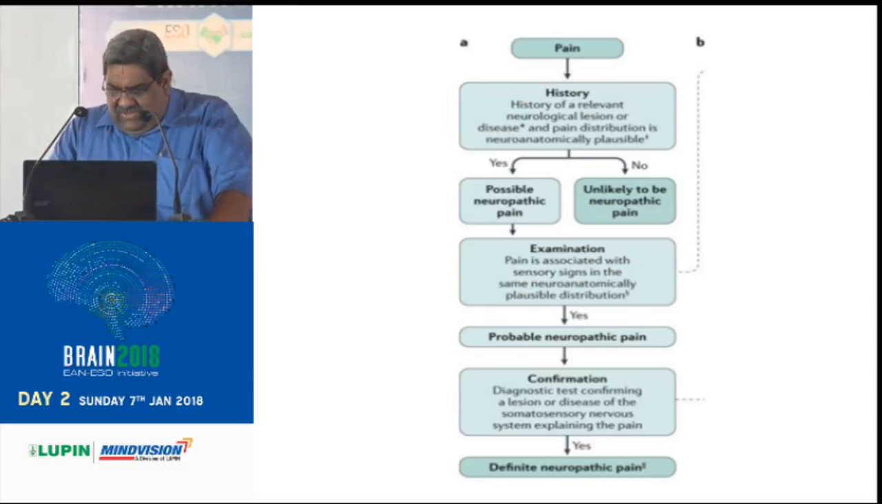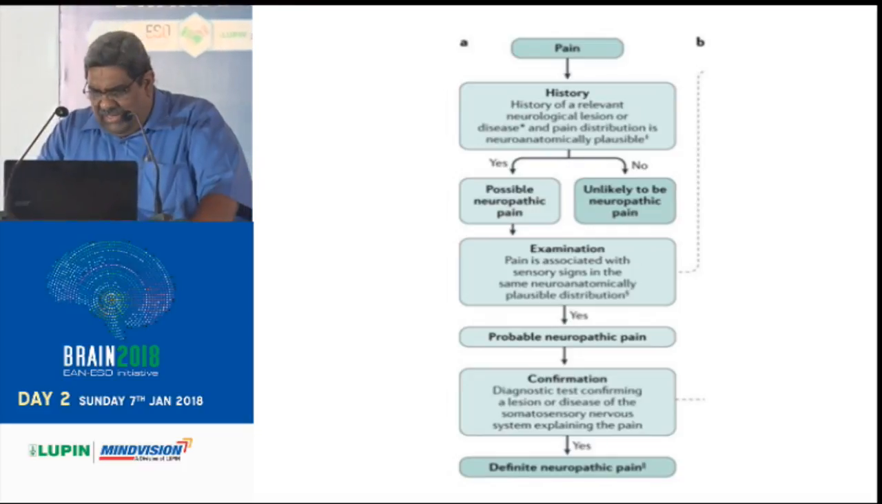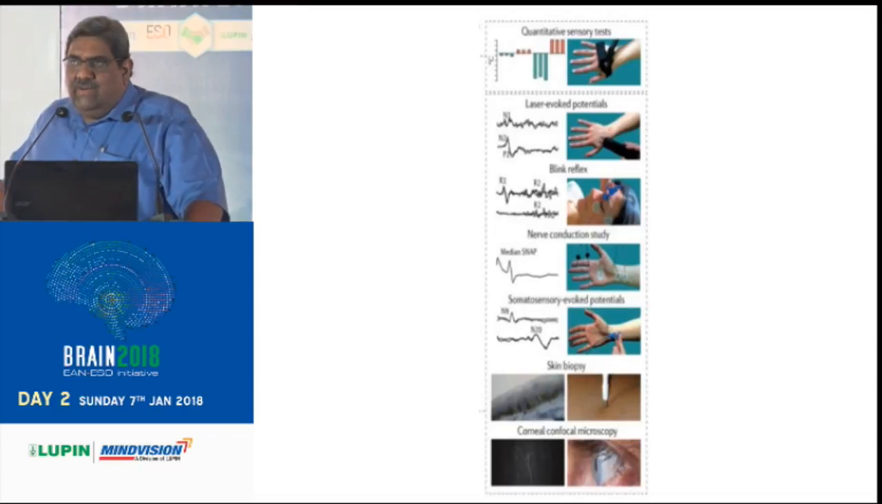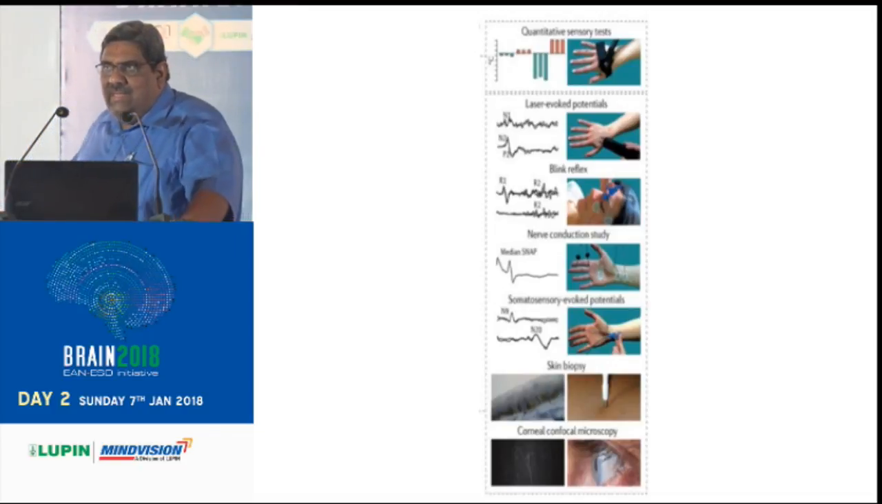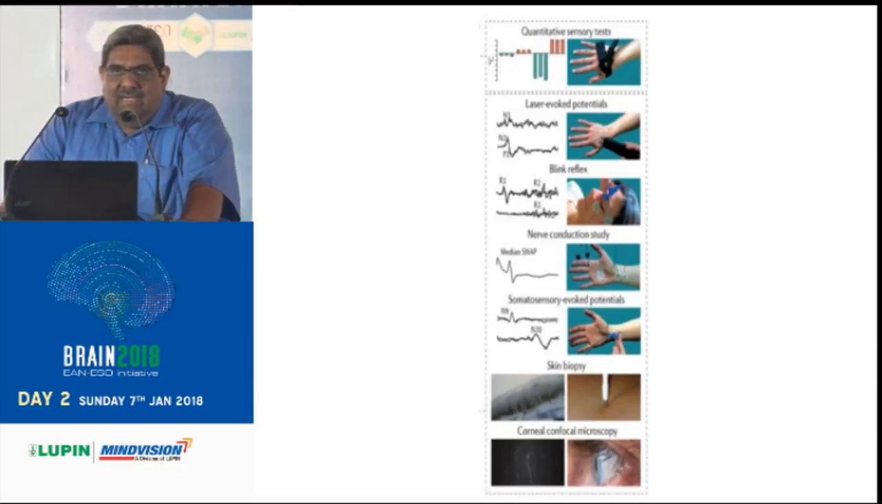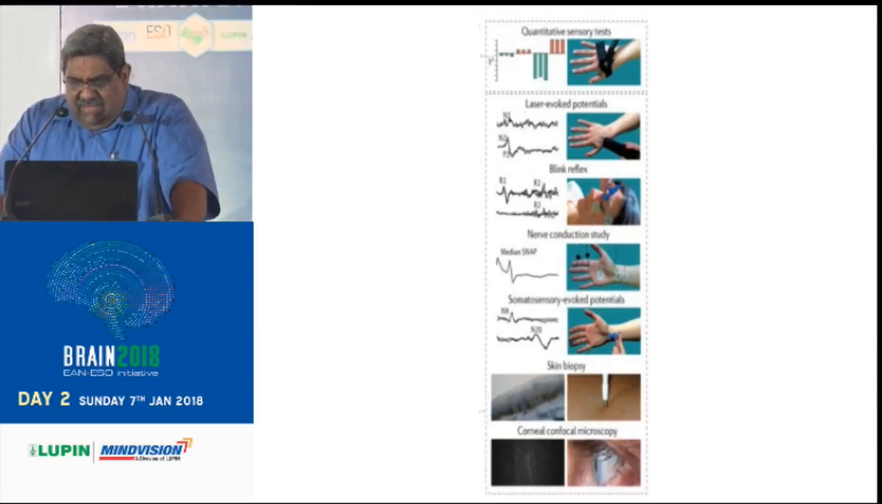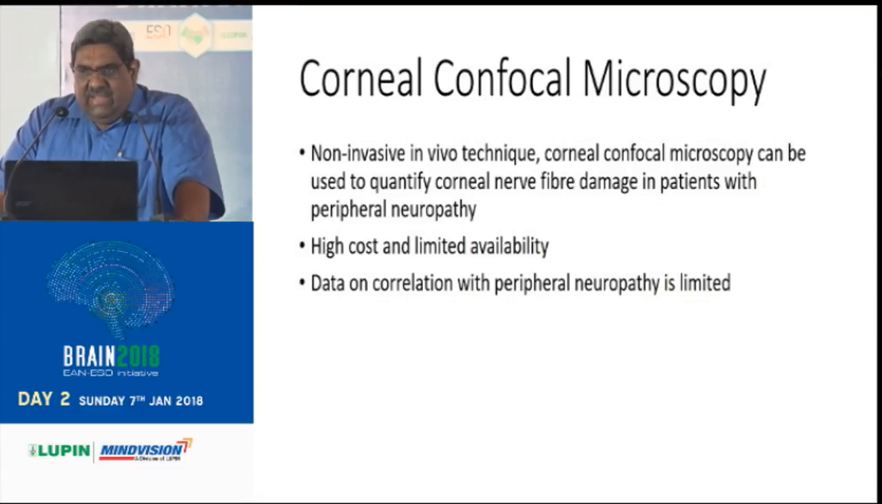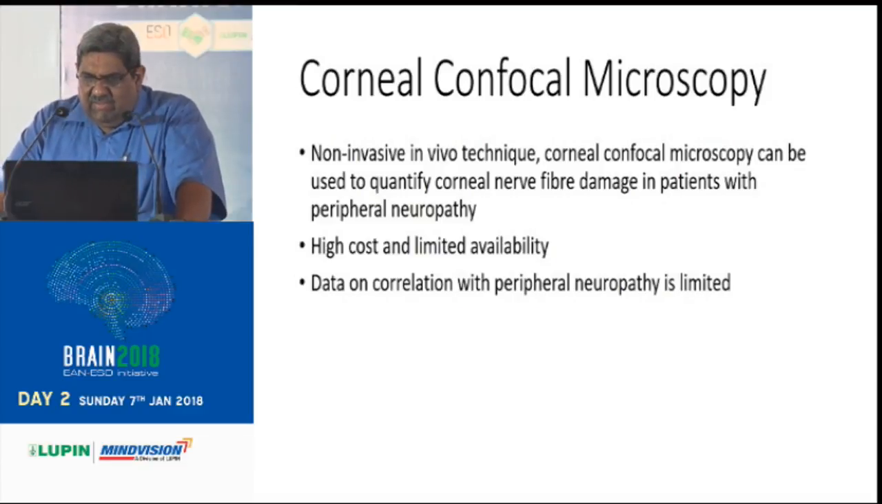Among the newer investigatory modalities, corneal confocal microscopy and punch skin biopsy are the two newer additions, apart from the various quantitative sensory tests. Laser evoked potentials evaluate the spinothalamic tract, whereas central motor conduction time evaluates the corticospinal tract, and SSEPs evaluate the posterior column. The blink reflex and nerve conduction studies are also used. The data on corneal confocal microscopy's correlation with peripheral neuropathy is pretty limited, but it is a non-invasive in vivo technique and can be used to quantify corneal nerve fiber damage in patients with peripheral neuropathy.